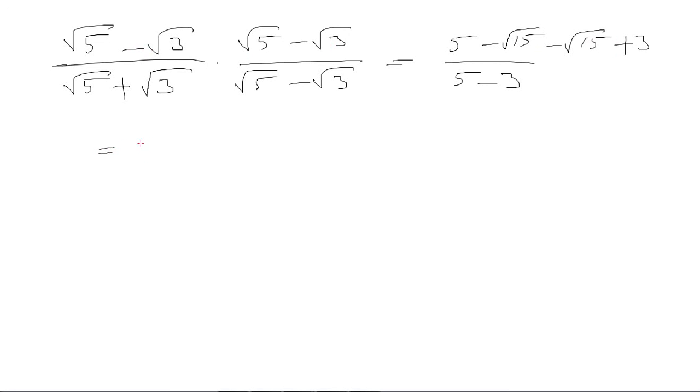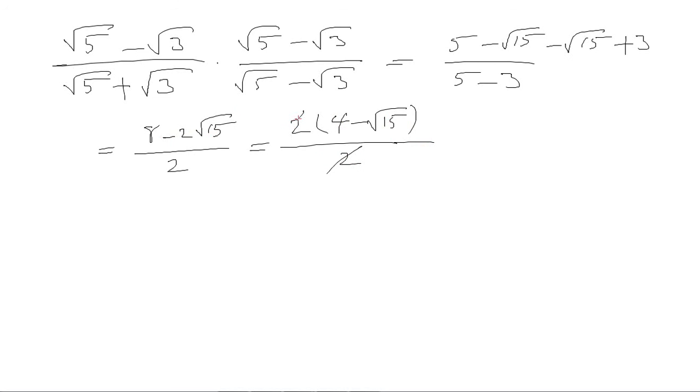So you get 8 plus minus 2 radical 15 over 2. Now if I factor out a 2 from the numerator, I have 4 minus radical 15 over 2. The 2 cancels the 2, and I'm left with 4 minus radical 15.